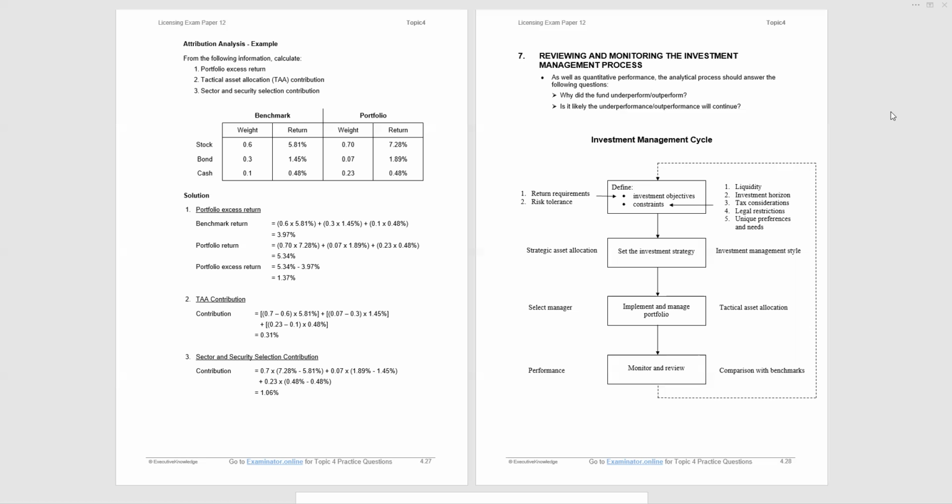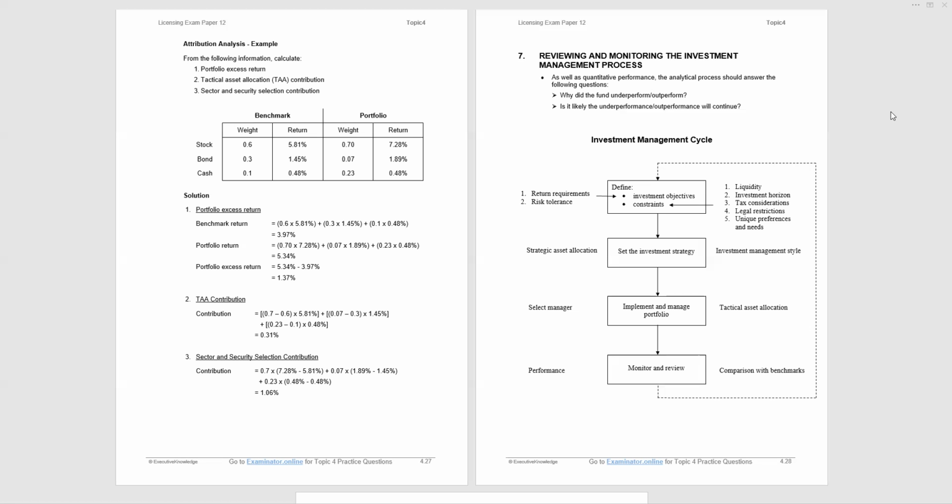So in the exam, if they give you the portfolio excess return and one of 2 or 3 and ask you for the other, then it's a very quick, easy calculation. But if you don't fully appreciate that relationship, you may be tempted to go into the detailed calculations, which will take you that much longer. Please be aware of the calculations for attribution analysis. It can be examined. Moving into section 7, reviewing and monitoring investment management process.